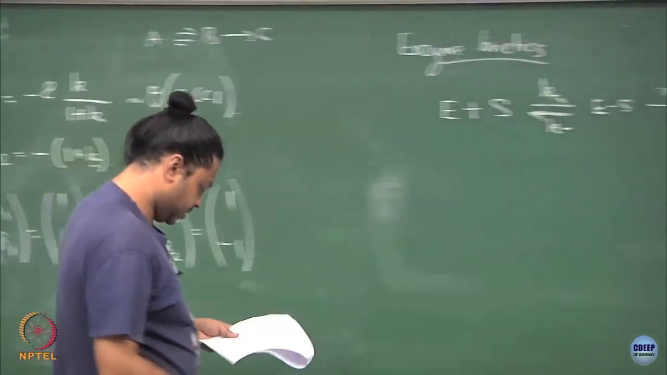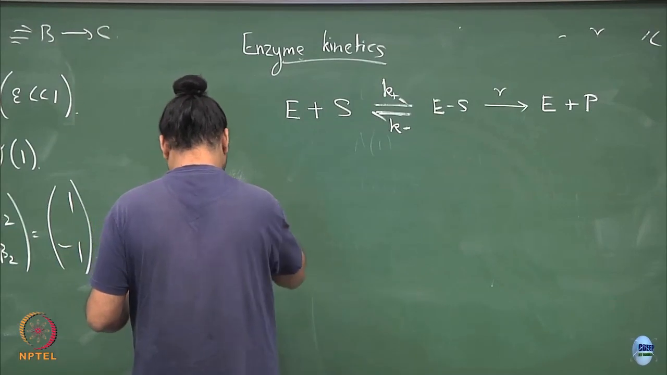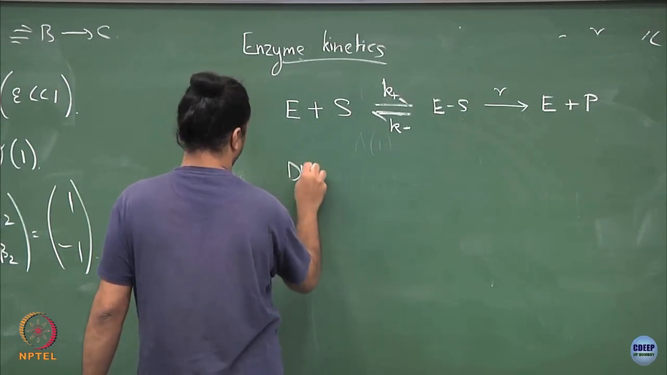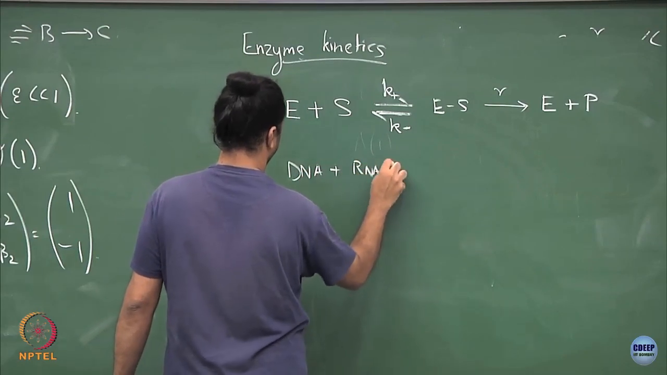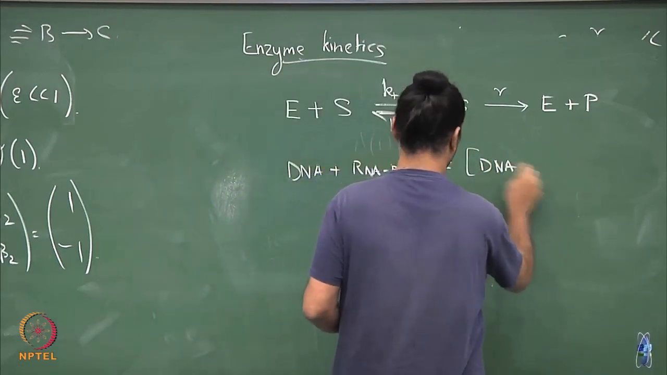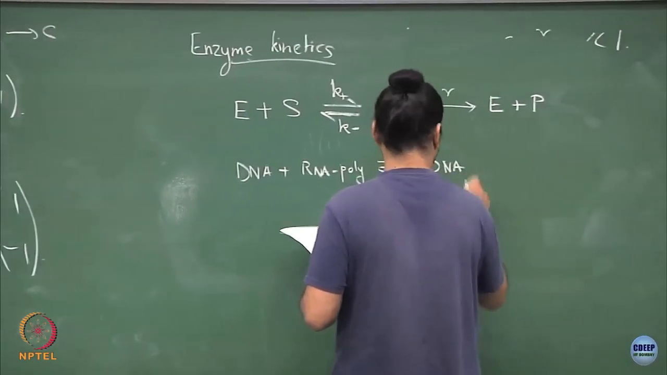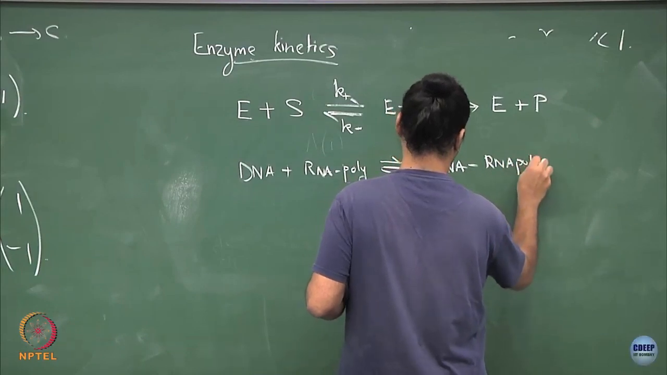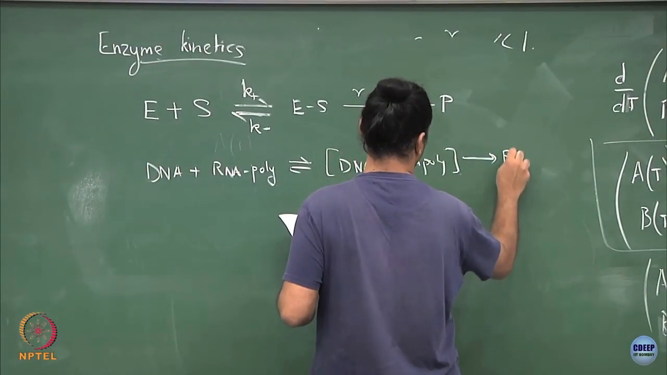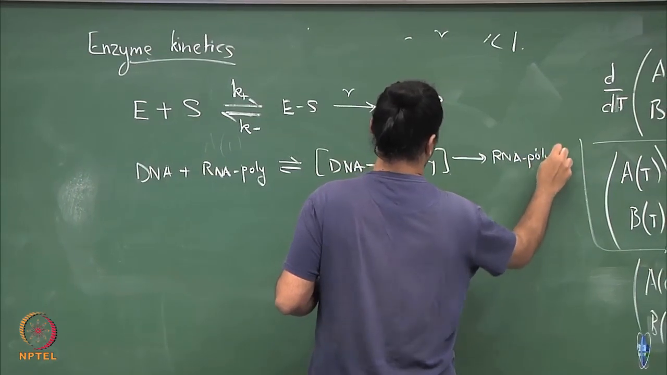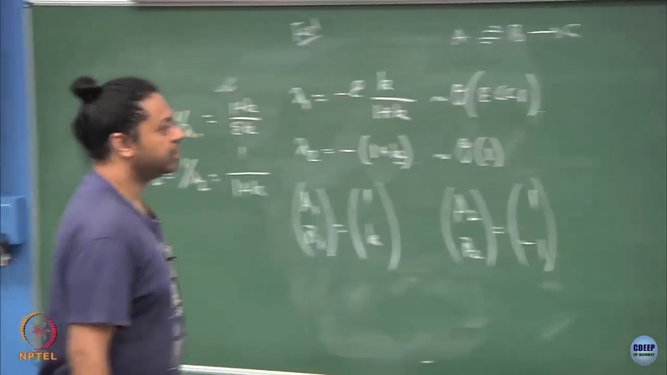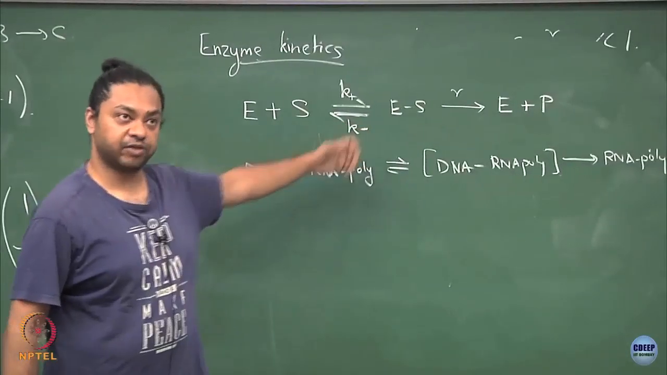Where would I see this? So, for example, if I had, let's say, DNA. So, let's say I have DNA plus this RNA polymerase that reacts to form this complex, where this RNA polymerase binds onto this DNA. DNA RNA polymerase complex. And then you get back your RNA polymerase plus you get production of RNA basically. So, this is like the transcription reaction written in this sort of a language.